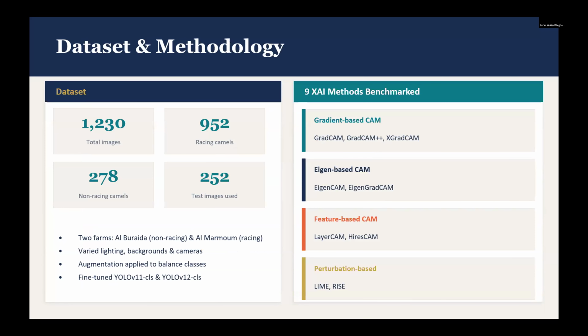Both qualitatively and quantitatively. Our dataset consists of 1,230 images in total: 952 are racing and 278 are non-racing. The non-racing dataset was sourced from Al Burida farm, and the racing dataset from Al Maroon farm. Both datasets had issues with varied lighting, background, and camera angles. So we applied augmentation to balance the imbalance between the two classes. After that, we had almost around 2,000 images.